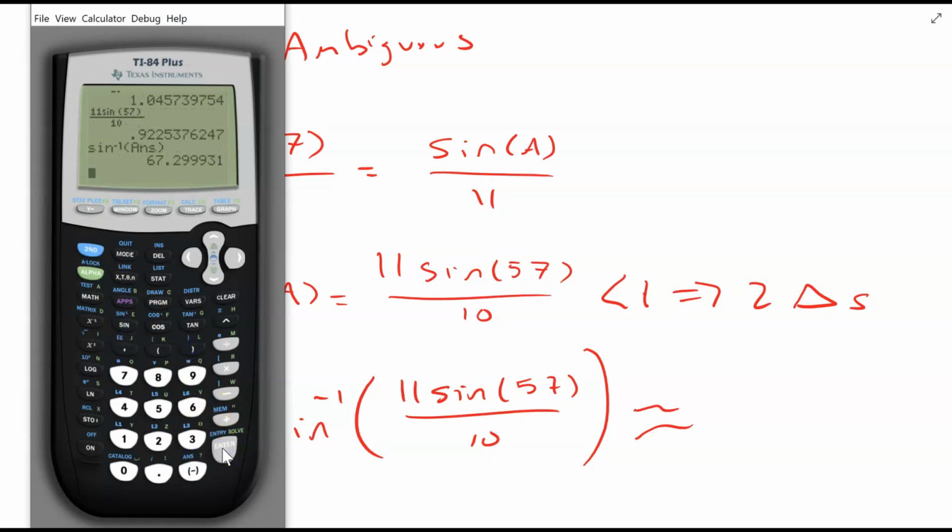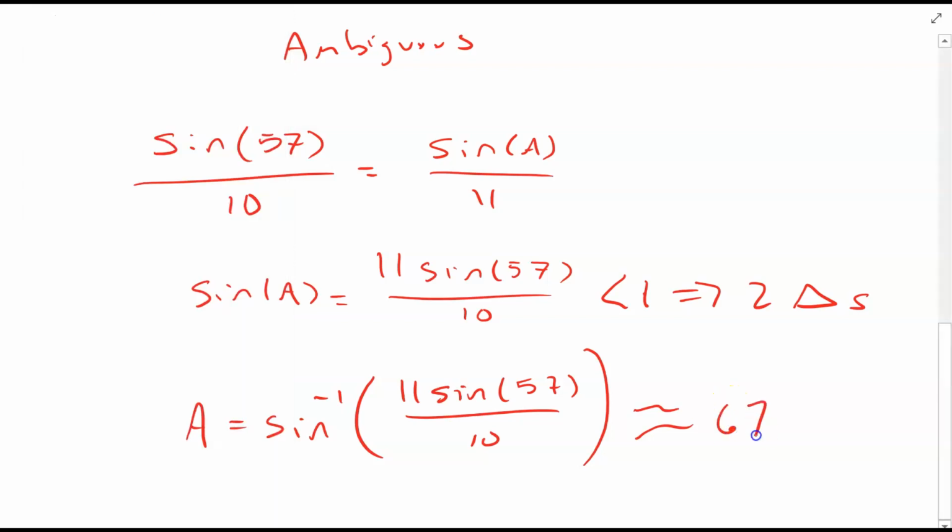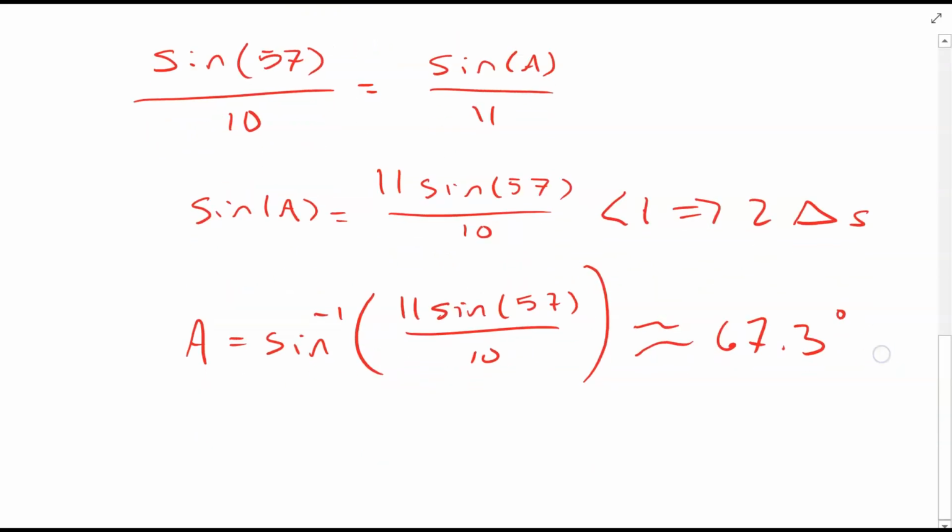So 67.300. I'll just call it 67.3. I'm going to round these to 3 decimal places, I think is what I did in the answer key. Oh, no, just 2 decimal places apparently. That's fine, whatever. Okay.